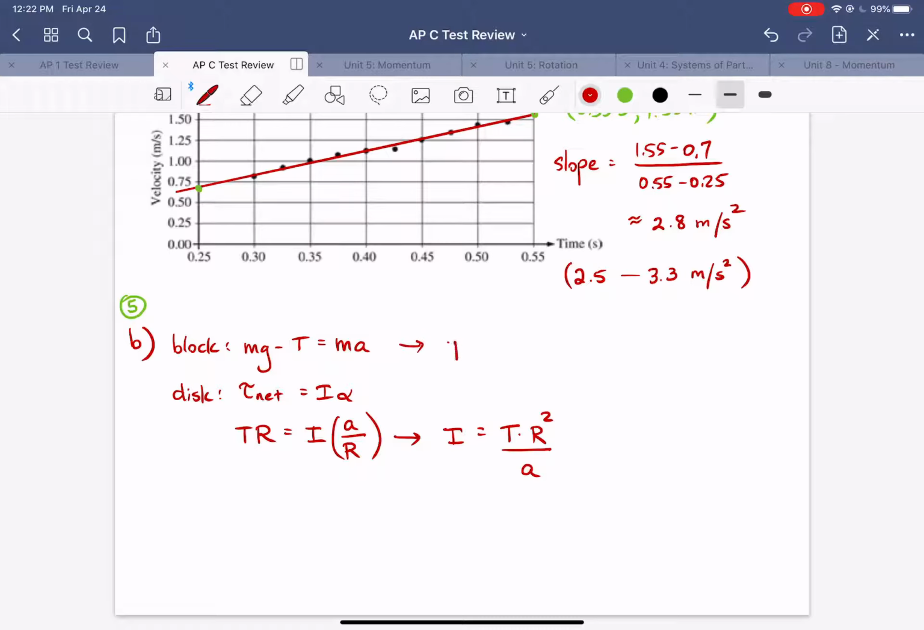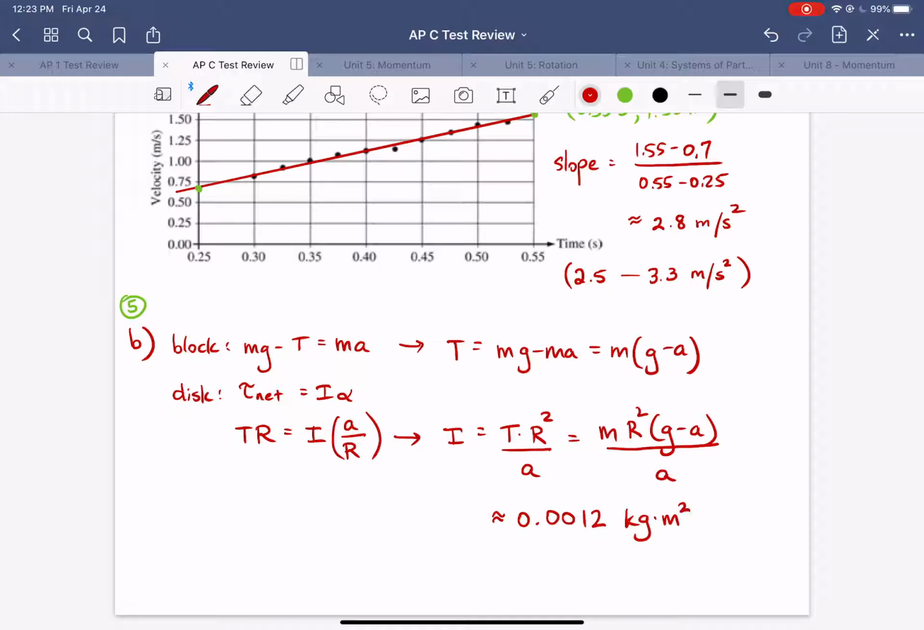So if I take this equation and rearrange it, the tension equals mg minus ma, or m times g minus a. So that means I can finally write the moment of inertia equals m times r squared times g minus a divided by a. And if I take my value of about 2.8, really 2.8333, and plug that in for the acceleration down here, plug in all of the other known values, then I get a moment of inertia of roughly 0.0012 kilogram meter squared. Again, there's going to be a range of possible values you get for this.